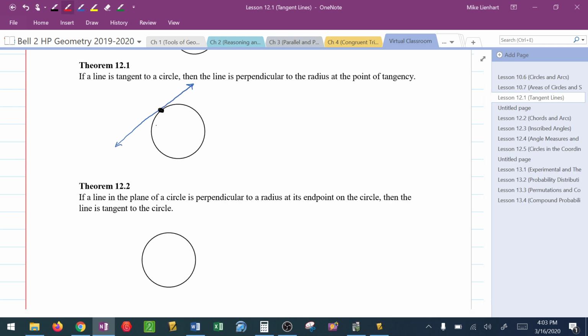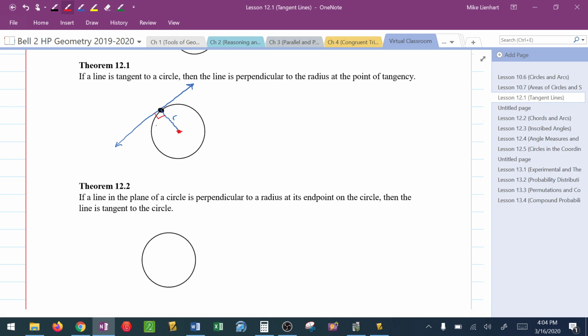I know every circle has to have a center, and from that center to a point on the circle is known as the radius. This is my radius. What this theorem is telling me is if you have a line that is tangent to a circle, it must form a right angle right there with the radius at the point of tangency.